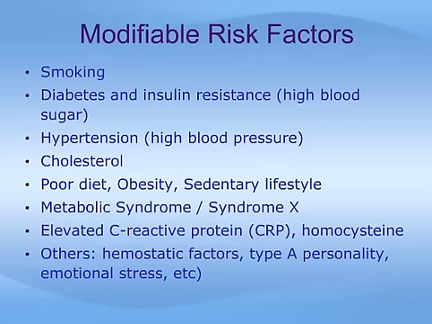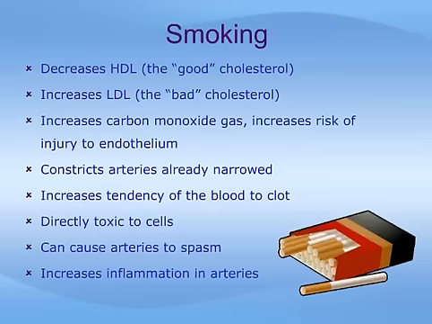Modifiable risk factors include smoking, diabetes and insulin resistance, high blood sugar, hypertension or high blood pressure, poor diet or obesity, raised LDL cholesterol, the bad one, and/or reduced HDL cholesterol, the good one, high triglyceride levels in the blood, and elevated C-reactive protein, or CRP, or homocysteine levels in the blood. Also considered here are hemostatic or blood clotting factors, personality type, and emotional stress. The next few slides discuss the modifiable risk factors for atherosclerosis in greater detail.